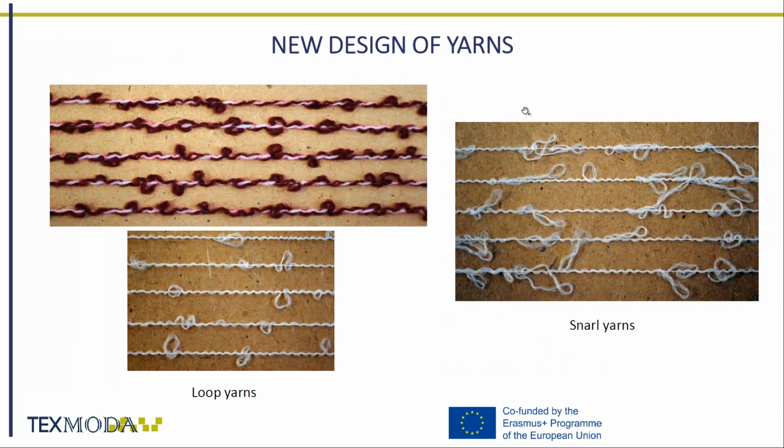Loop fancy yarns are very popular, made by wrapping with overfeed the effect component around the core component. In this case, loops of the same or different dimensions are formed. The binder component stabilizes effects. Loops can be closed or open. If the degree of overfeed of the effect component is very big, or the effect component has very high twist, snarl yarns are obtained.